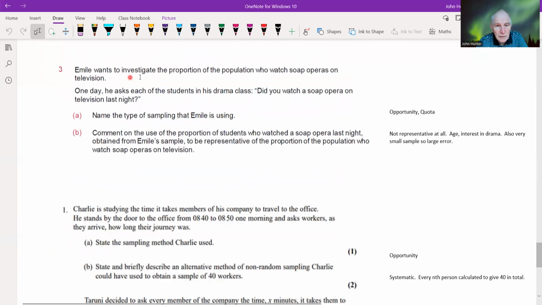Emil wants to investigate the proportion of the population who watch soap operas on television. One day he asks each of the students in his drama class, did you watch a soap opera on television last night? This is the proportion of the population. We're assuming this is the population of the United Kingdom. Sorry if you're watching this video from another country, but that's where I am at the moment.